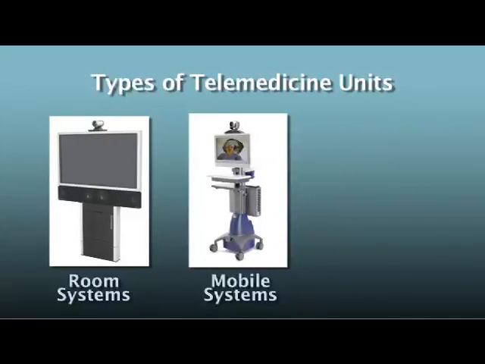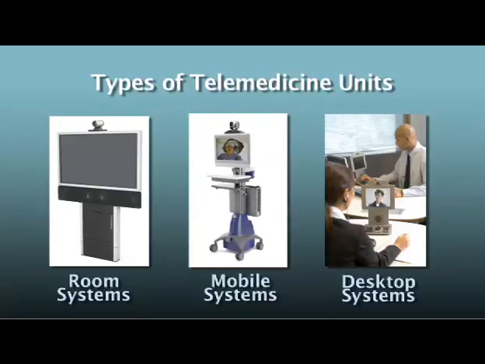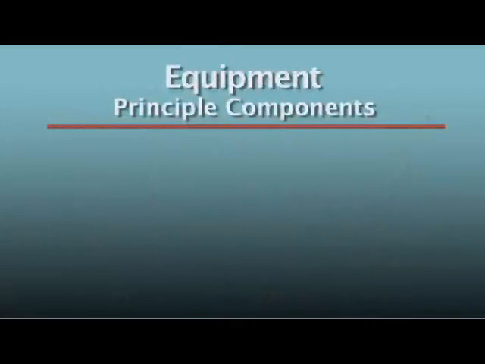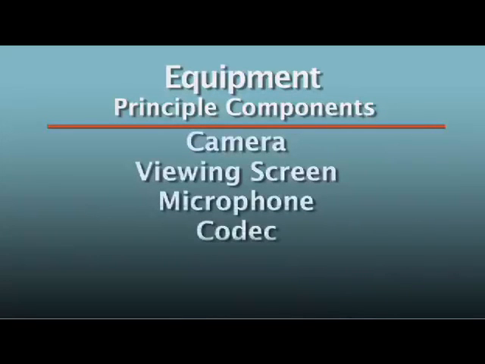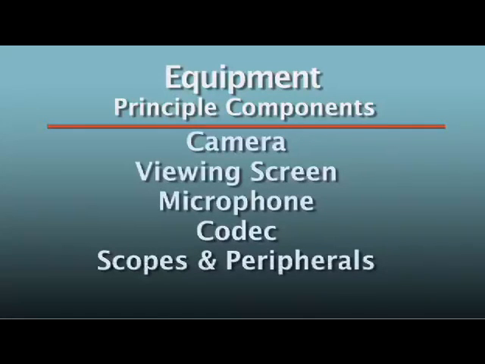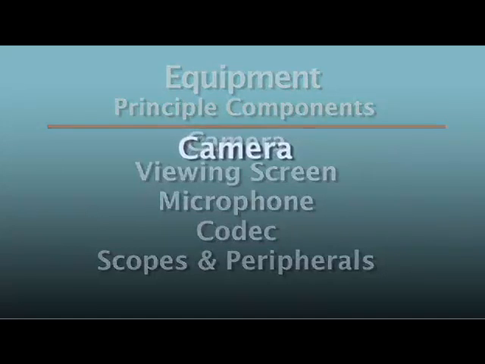Self-contained or mobile units are available like the one pictured here. These units are useful for patient visits where examination space is limited. These units have a small footprint and are easily moved. Another type of unit is a desktop system, which can be placed in a clinician's office. Each of these systems has common components. The main components of telemedicine equipment are the main camera, viewing screens, microphones, a codec, and various peripheral equipment such as specialized cameras and diagnostic scopes.